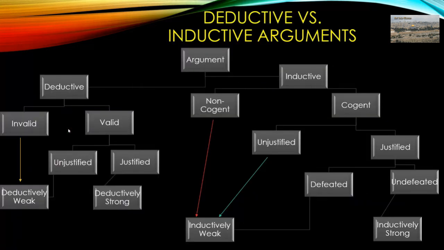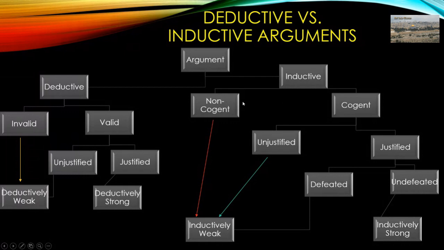And here's a helpful visual. Again, it's not perfect, but it compares and contrasts deductive versus inductive arguments. So with deductive, it's either valid or invalid. If it's invalid, it's automatically deductively weak. If it's valid, then you ask the next question: are the premises justified or unjustified? If it's justified, then it's a deductively strong argument. If it's unjustified, then it's deductively weak. Now, obviously, in this chart, there's another possibility for an argument to be deductively weak, and that's if the argument is both invalid and unjustified, right?